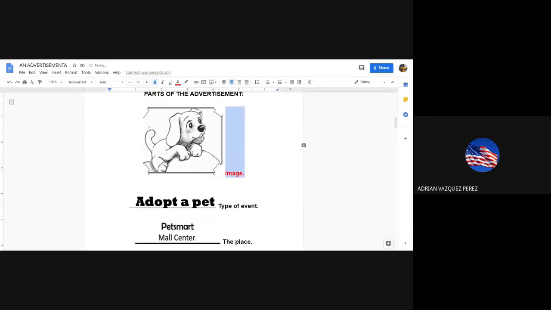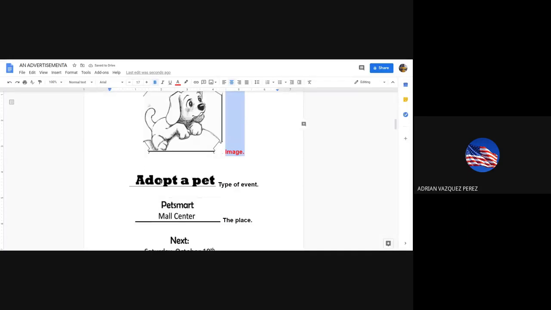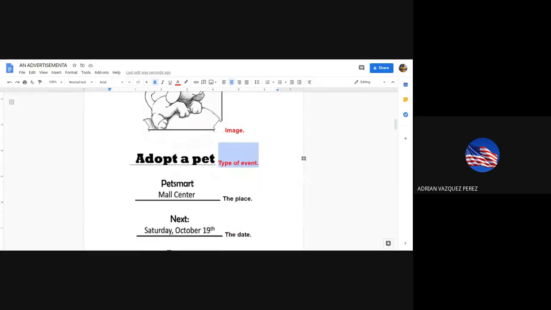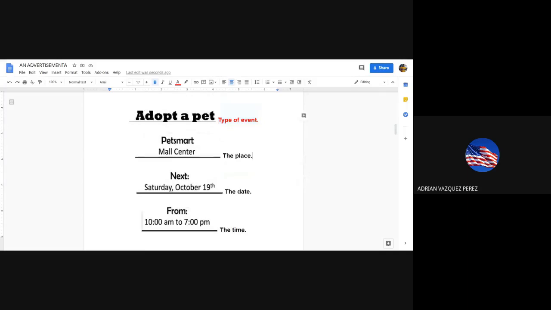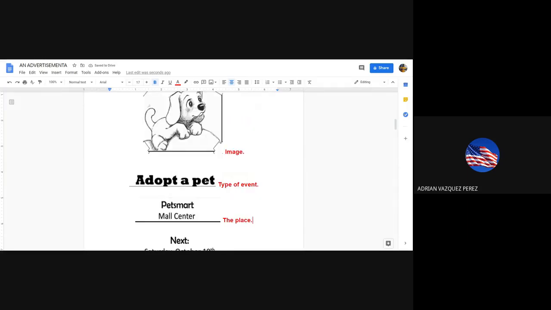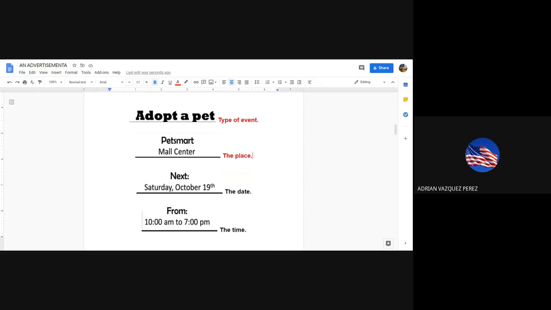And the advertisement. Then we have adopt a pet. This is the type of event. Adopt a pet. So the image, la imagen, is el perrito, the little dog. The type of event is adopt a pet. Quiere decir que va a haber un evento para ver quién adopta una mascota, ¿verdad? Then we have PetSmart Mall Center, which is the place. So, so far, we have the image, the type of event, and the place.